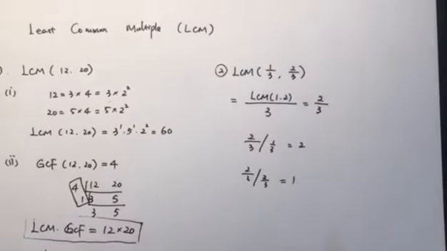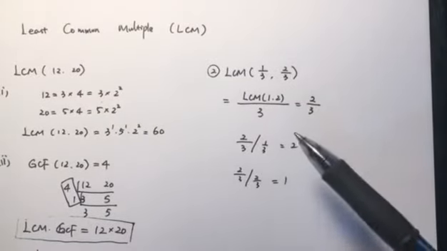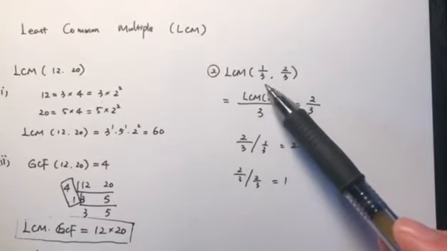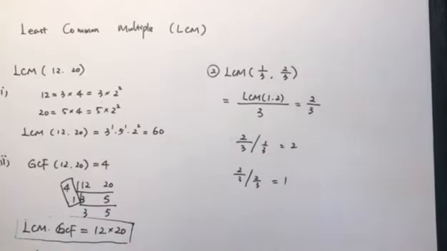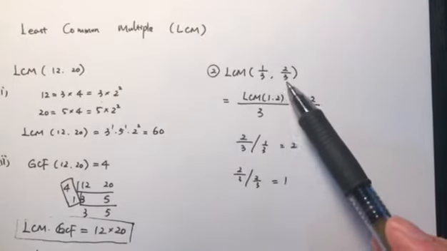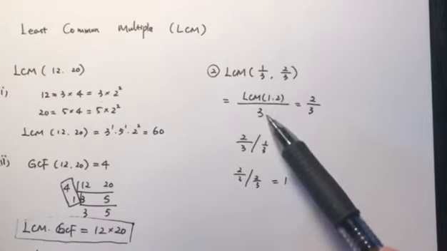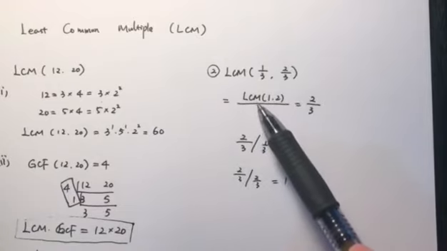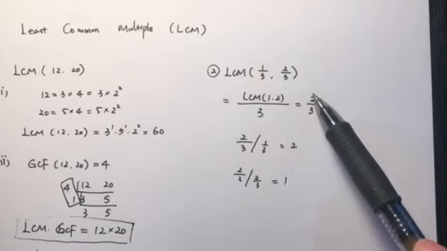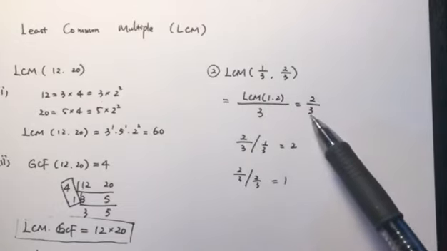Sometimes you might get a question like, what about fractions? Let's say if you look at example 2, the LCM of 1/3 and 2/3. Remember the definition. Because it's the same denominator, you can take that denominator out and only calculate the LCM of the numerators, 1 and 2, which gives you 2. That's why the LCM is 2/3.